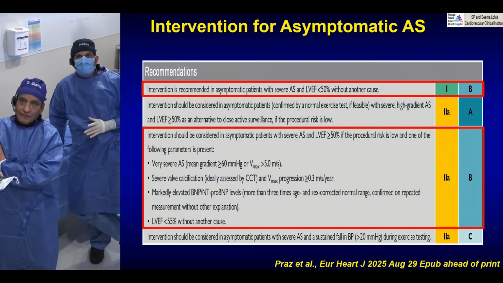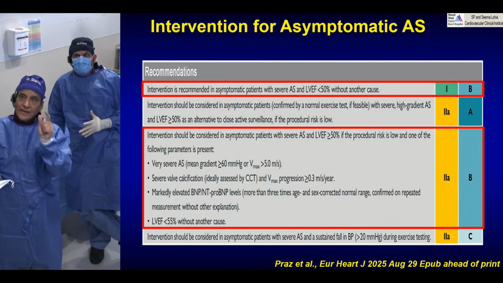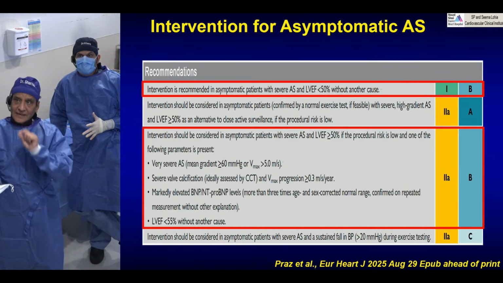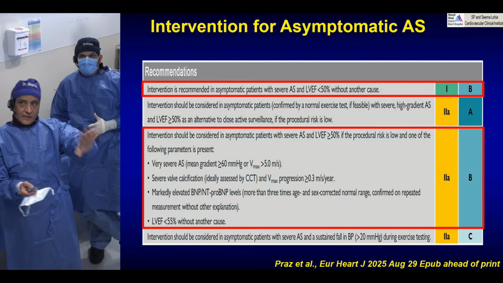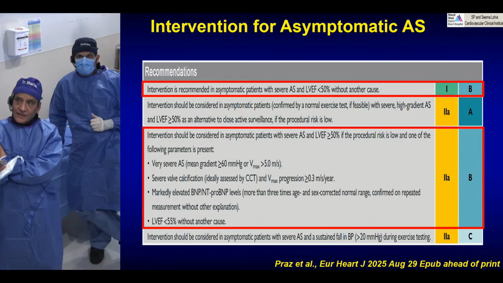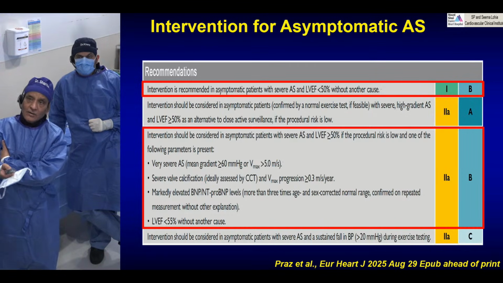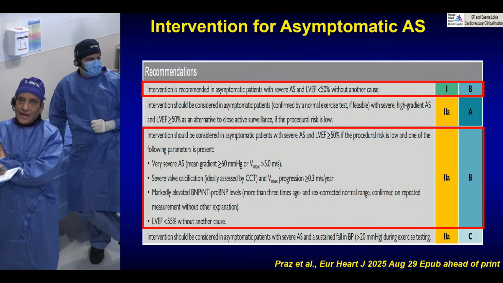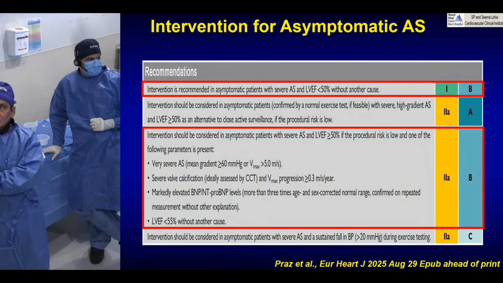Now, so what has happened? What we knew exactly: the class 1 intervention is recommended for asymptomatic patients with severe AS, EF less than 50%. And there, the low EF is not from CAD or others. So that has been the recommendation. And then patients with severe AS and EF more than 50, but if they have a very high gradient or severe valve calcification, rapid progression, high BNP, clearly that has been a class 2A indication.